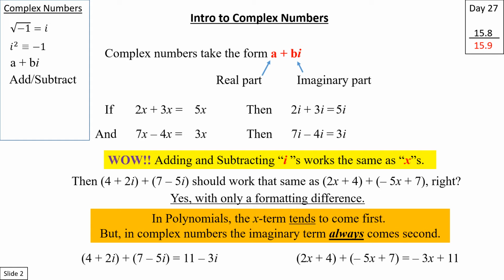So if we take the two complex numbers, 4 plus 2i plus 7 minus 5i, removing the parentheses first, we get 11 minus 3i, which is very similar to 2x plus 4 plus negative 5x plus 7 would be negative 3x plus 11. The only real difference is that for polynomials, we put the x term first, and for complex numbers, we put the imaginary part second.